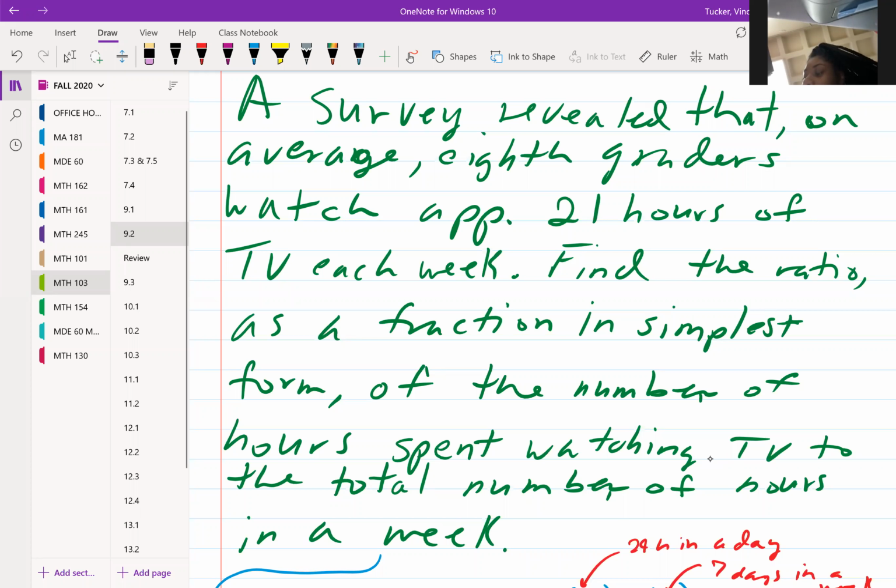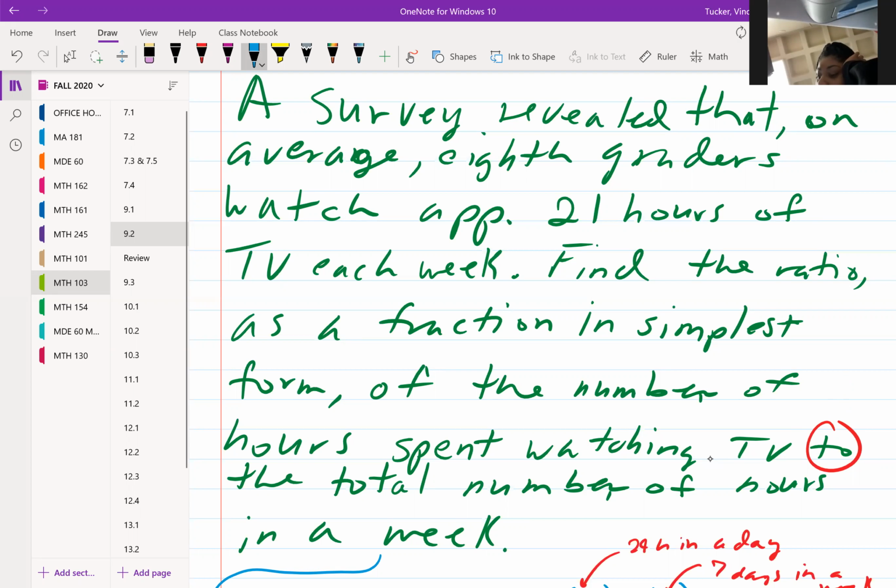All right, so reading it again, a survey revealed that on average, eighth graders watch approximately 21 hours of TV each week. Find the ratio as a fraction in simplest form of the number of hours spent watching TV to the total number of hours in a week. So, if we're talking about writing a ratio, remember keyword, and it was going to be two for us. The other one was colon and fraction. So this is the only time that it's given in word form. So we're looking for two. And so everything to the left of two will be our top number. Everything to the right of that two will be the bottom number.